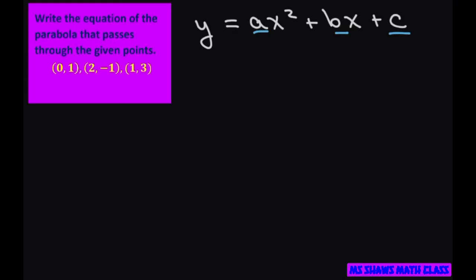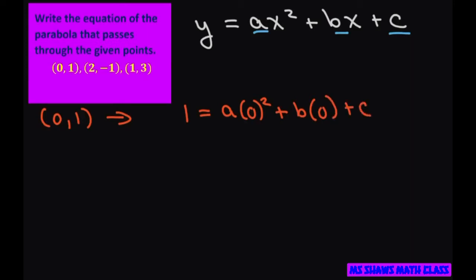So what I'm going to do for (0, 1) is to plug it in the equation. So we have y is 1 and x is 0. So we're going to do a times 0 squared plus b times 0 plus c. Now what happens here is these two cancel. So right away we know that c equals 1. So this is going to be 1.